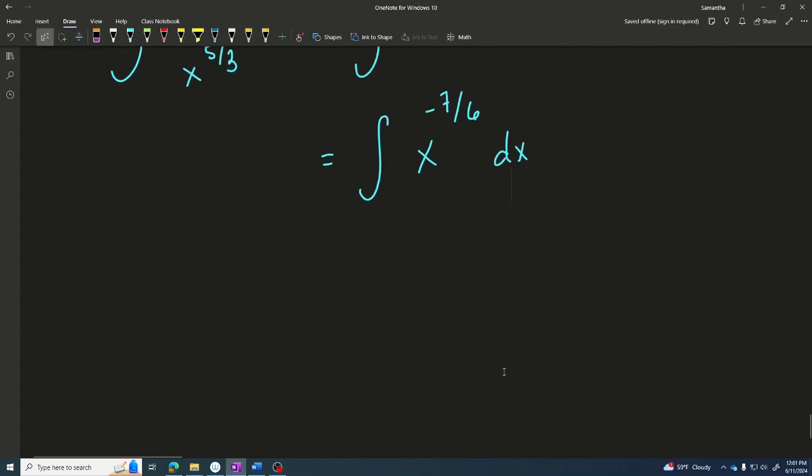Now that I have rewritten my integrand in the format x to a power, all I have to do is apply power rule, and I increase the power by 1 unit, I divide by that increased power, plus c, and I'm done.